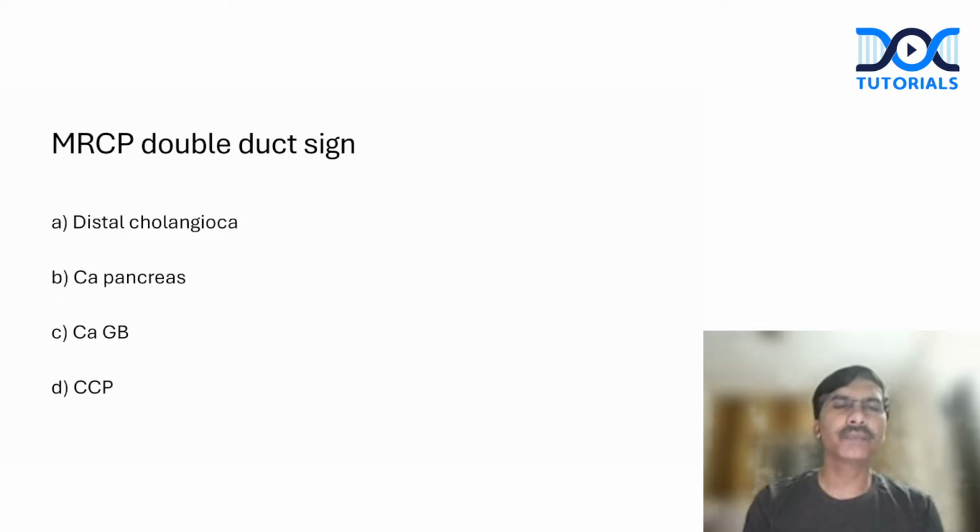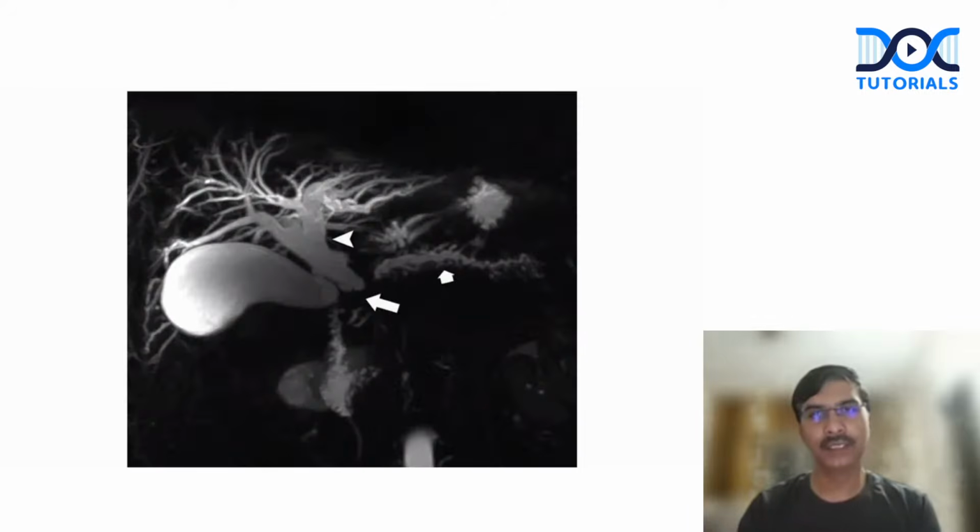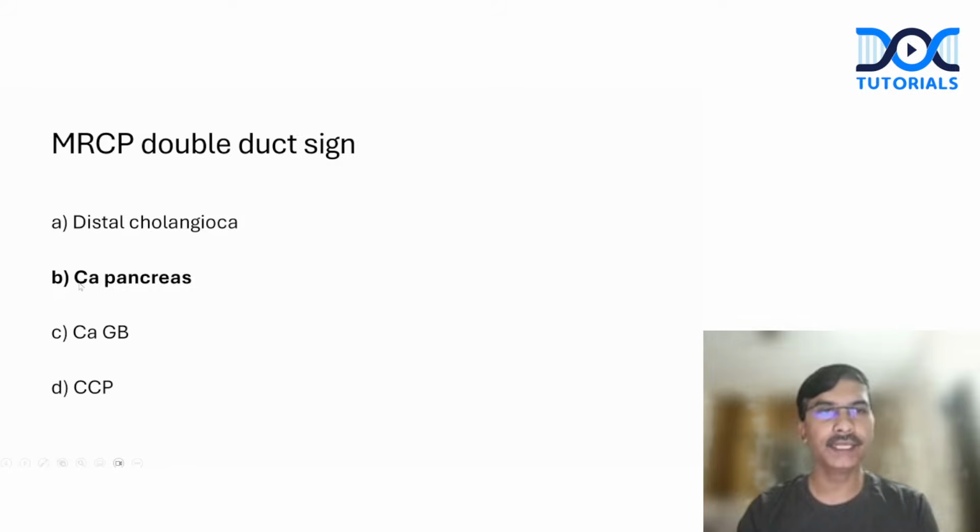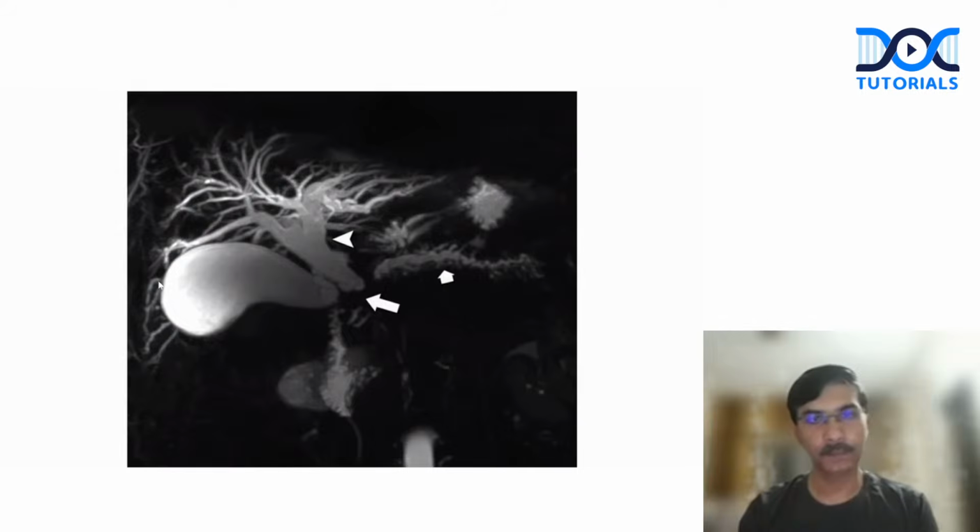So the picture for MRCP double duct sign had come. That classically occurs in carcinoma pancreas. Carcinoma gallbladder, CCP and distal cholangio, they don't come. They may still come in cases with ampullary carcinomas where both bile duct and main pancreatic duct are dilated. So this is a classical MRCP, which is a T2 weighted heavy image of a patient with a suspected head of pancreas tumor. And there is a cutoff of a dilated CBD and dilated MPD.